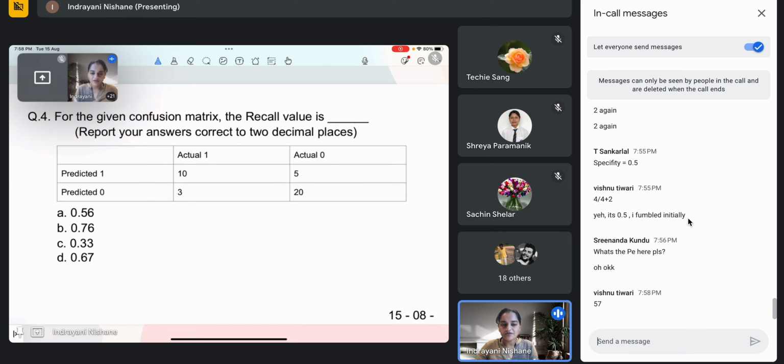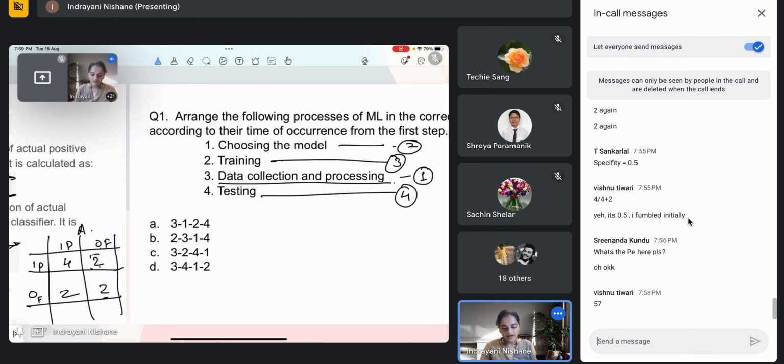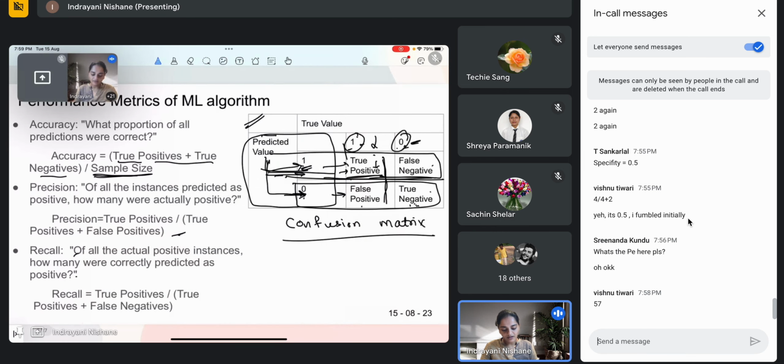Okay, so it is a very straightforward question. This is the confusion matrix given, and we have to calculate the recall value. So let us go back to understand what recall is. Recall says: out of all actual positive instances, how many are correctly predicted as positive, right?